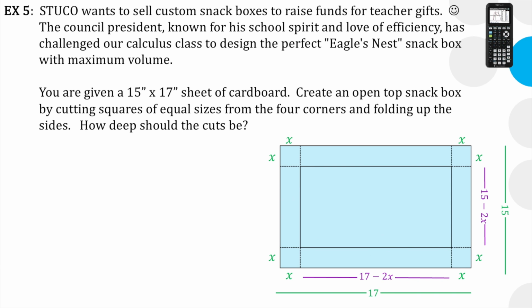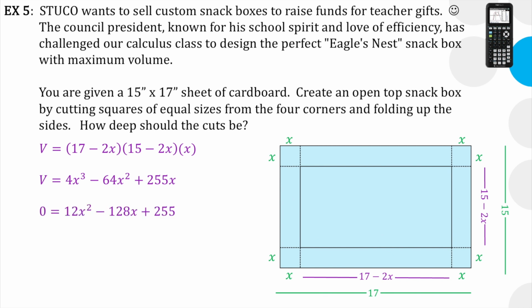So the volume of a box is length times width times height. So our box, there we have length times width times height. Well, let's go ahead and multiply that out so that we have a polynomial. And if we want to maximize, then we're going to need the derivative, right? So we'll go ahead and take the derivative of that and set it equal to 0. And then if you solve that, this is a calculator question to make it a little bit easier, you get two spots, x equals 2.65 and x equals 8.02.